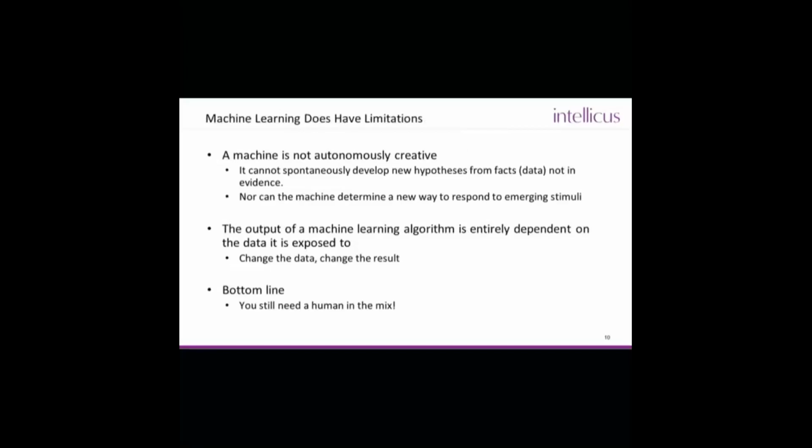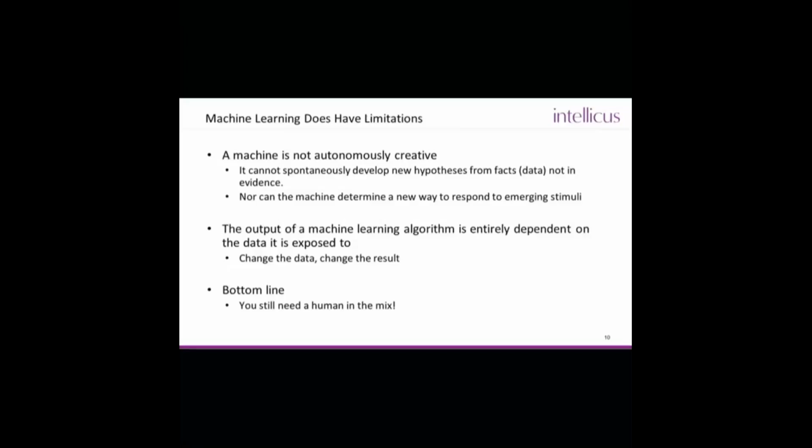Machine learning, though, does have its limitations. It's not all good. It certainly is a very useful technology, but there are some things that it cannot do. For example, a machine is not autonomously creative. It can't spontaneously, if you will, develop new hypotheses from facts, and facts are data, that are not in evidence. It can only use the data that it's got, right? And a machine can't determine a new way to respond to emerging stimuli. That's where the human being has to kick in.